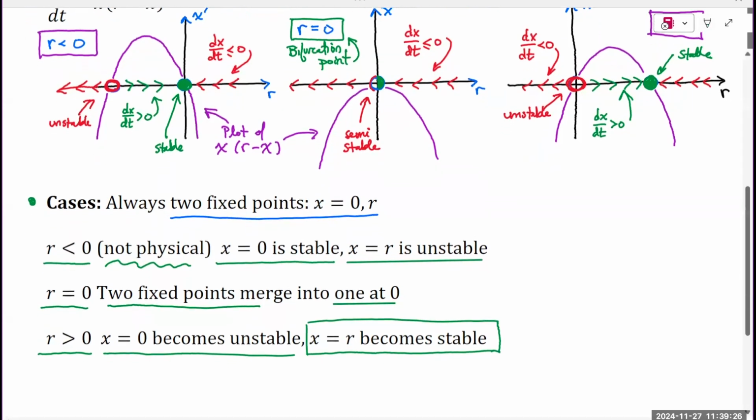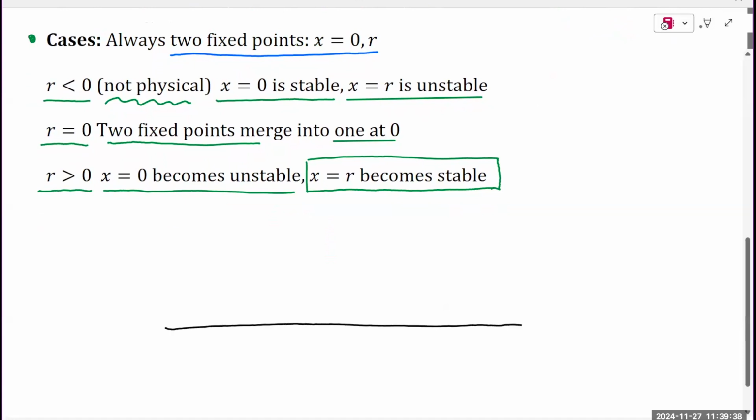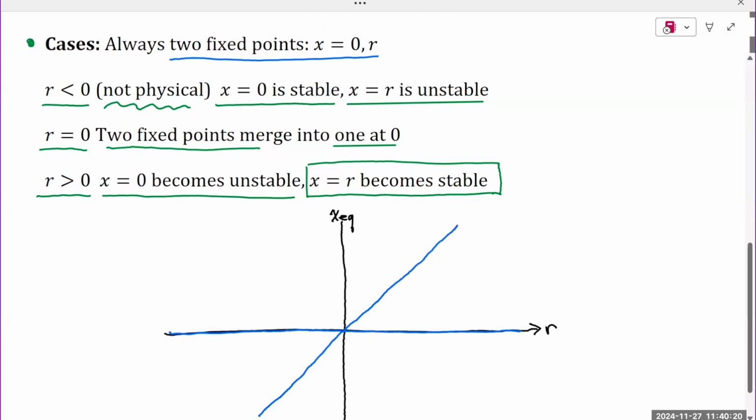So what is a bifurcation diagram going to look like in this case? Again, we plot parameter r against the location of the equilibrium point. And what we see is there will always be two equilibrium points, 0 and r. So one equilibrium point is always along the r axis, but the stability switches. And one equilibrium point, x equals r, will always exist. But remember that 0 is stable when r is negative, and x equals r becomes stable when r is positive.